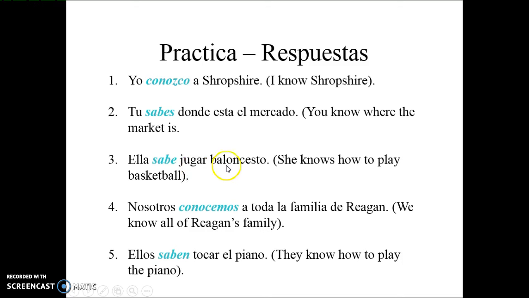Ella sabe jugar baloncesto. She knows how to play basketball. Again, we use saber because it's knowing how to do something, and it's followed by an infinitive. And we use sabe because of ella. Nosotros conocemos a toda la familia de Reagan. We know all of Reagan's family. And these people know them personally. Ellos saben tocar el piano. They know how to play piano.